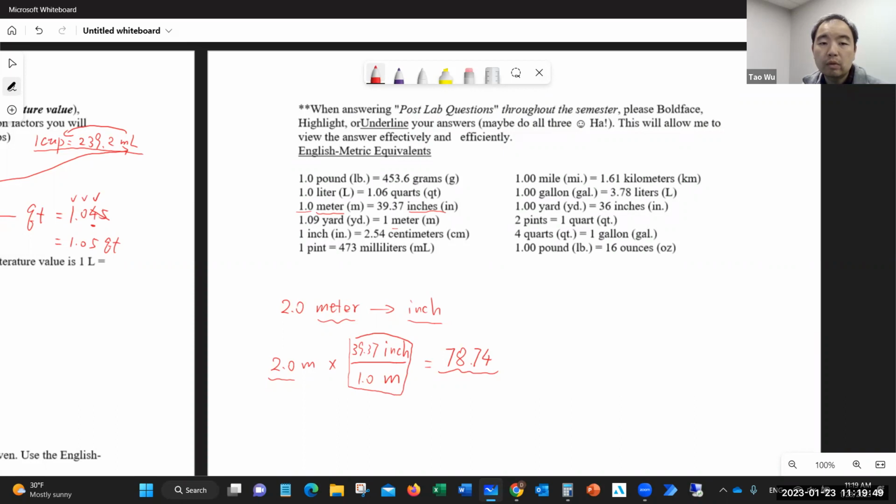So now we have 2 sig figs, and you're going to keep 2 significant figures. So count the first one, second one, and look at the next one. The next one is 7, so you round it up. Then the answer will be just 79, and the answer will be in inches. So 2.0 meter equals 79 inches.